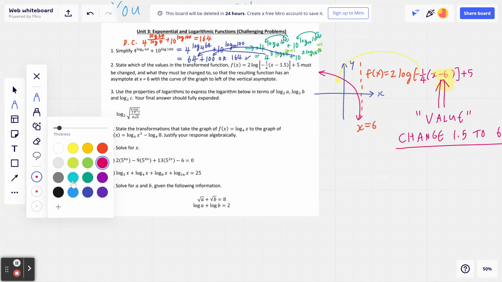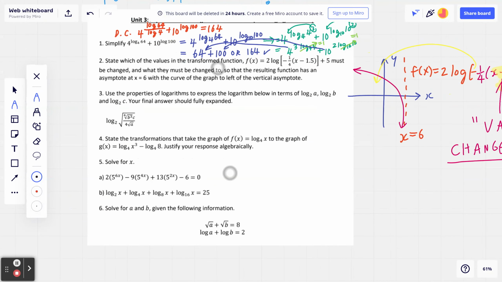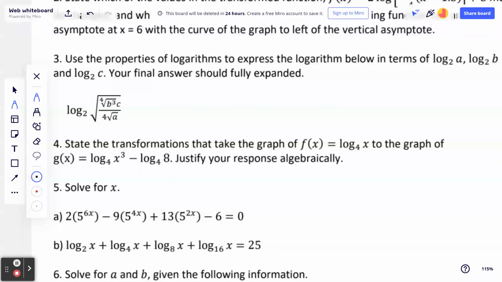Question number 3. Again, let's switch colors for you. Let's move on to number 3. Use the properties of logarithms to express the logarithm below in terms of log of base 2 of A, log of base 2 of B, and log of base 2 of C. Your final answer should be fully expanded.